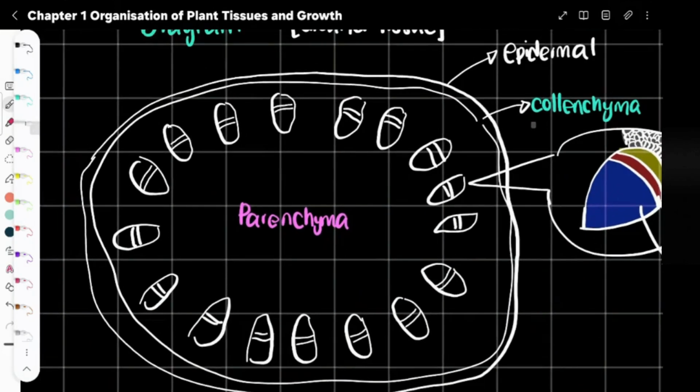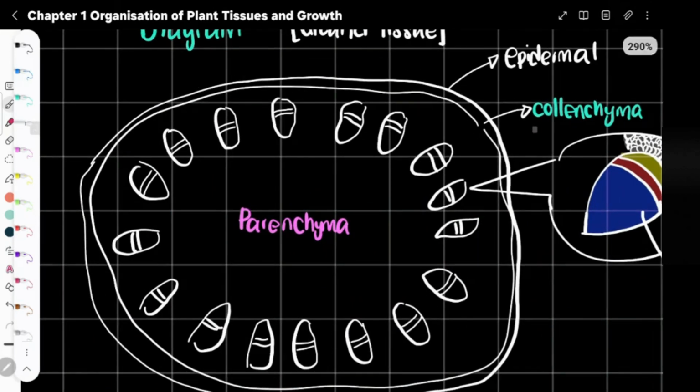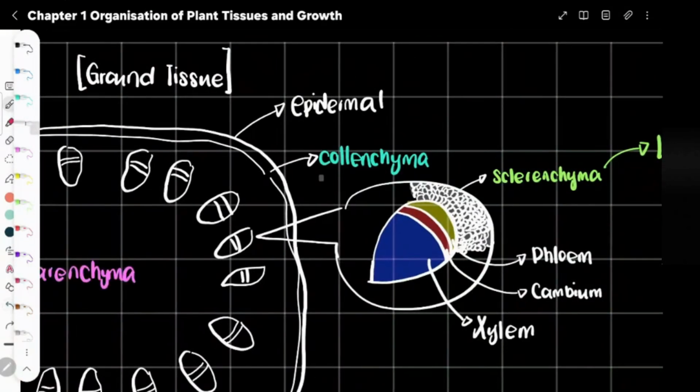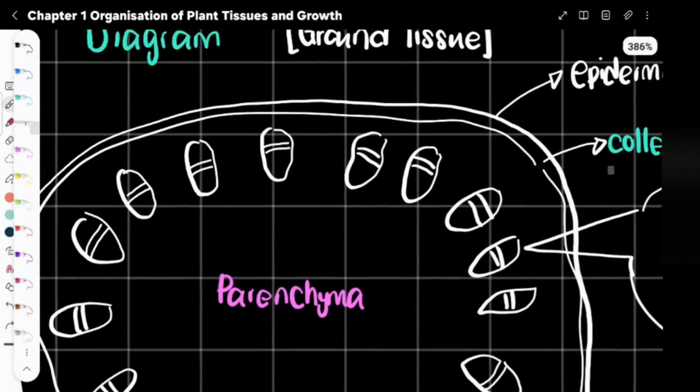Now, if you see this diagram here, there's an actual high definition diagram, but I don't know how to draw it. First of all, there's also the collenchyma and the parenchyma family. If you remember the ground tissue, you have to know where they are located, where most of them are.